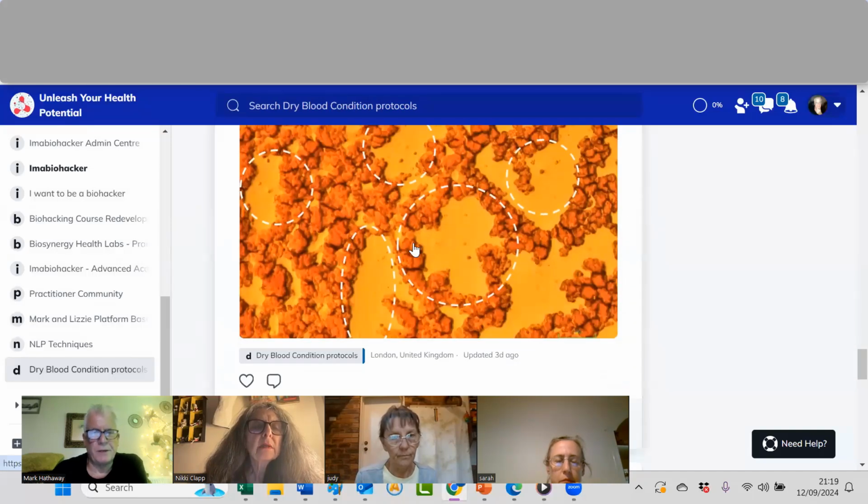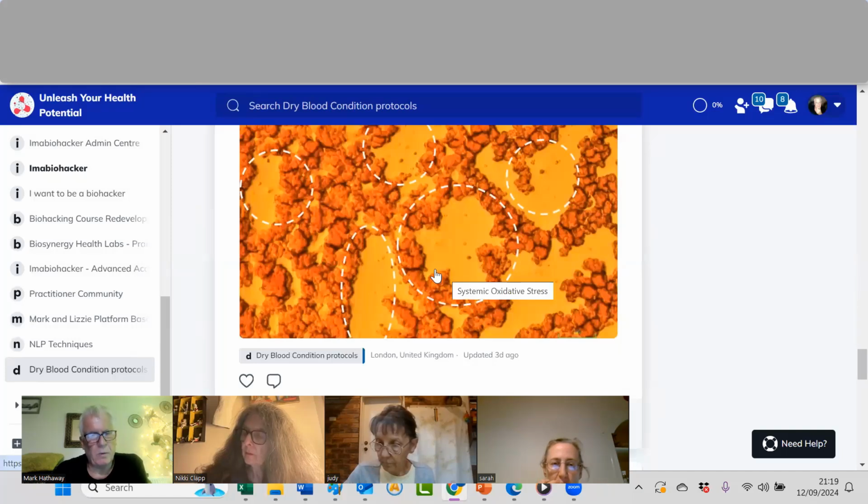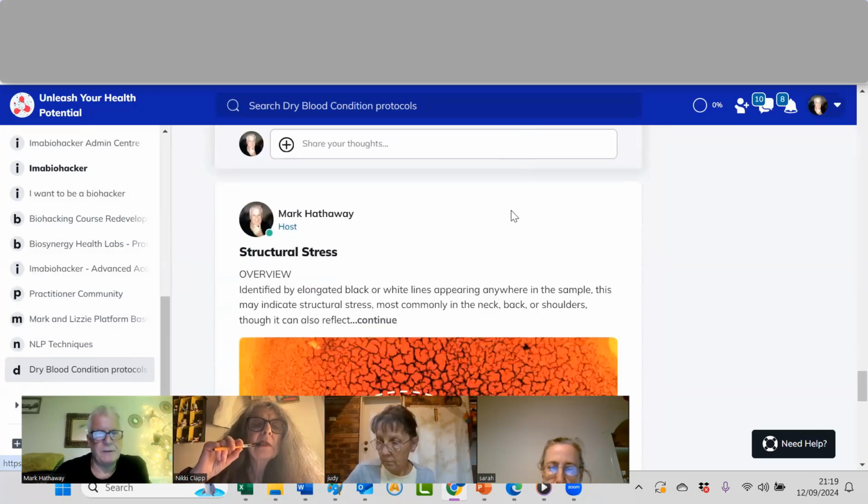So this is systemic oxidative stress. You see the big white puddles. When we've got that all over the sample, we know there's a lot of oxidative stress. So when we see that, we go, well, why do we have oxidative stress? What's going on? Oh, this is fantastic. You can see there's a sialic acid bead there and a sialic acid bead there, but I've got another one on sialic acid beads.